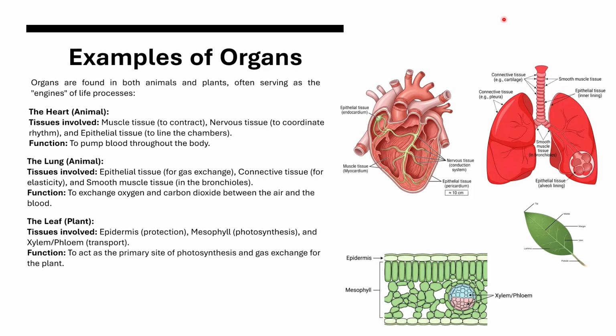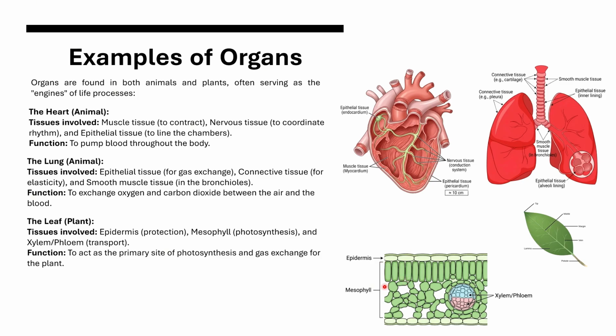Finally, let's look at a plant organ, that is the leaf. This is the leaf. It is the primary site of photosynthesis and it is a marvel of layered engineering. First of all, the epidermis, this is the skin which provides protection and prevents water loss.